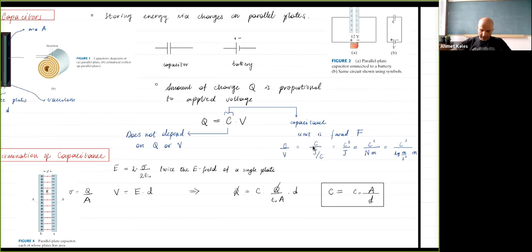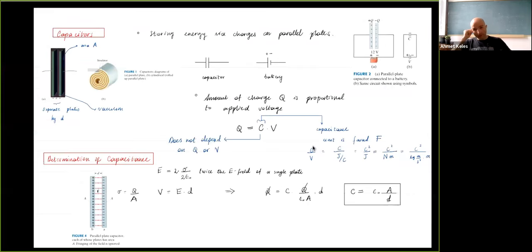The unit of capacitance, you can work out your units. This is coulomb, this is volt, which is joule per coulomb. You can work this out in different forms using dimensional analysis, but we generally call this the farad. It's coulomb per volt, and we call it farad.